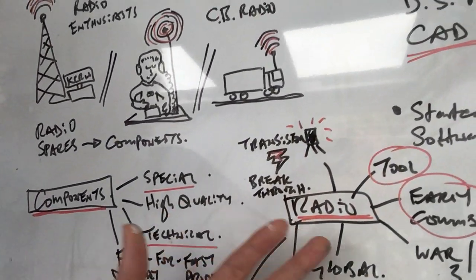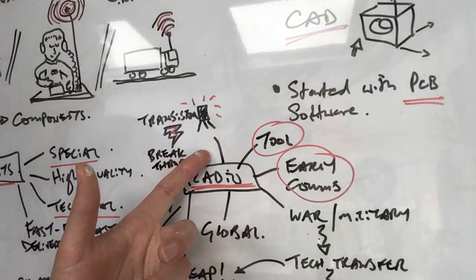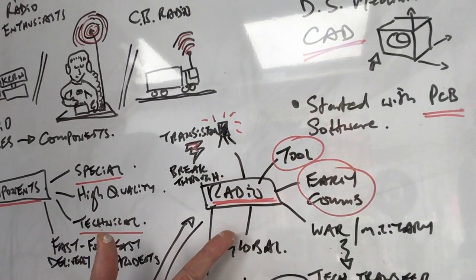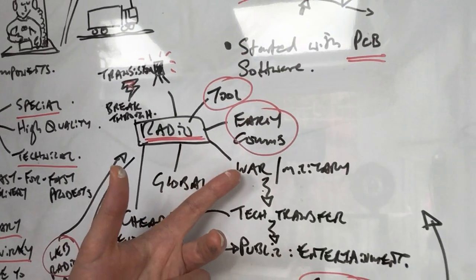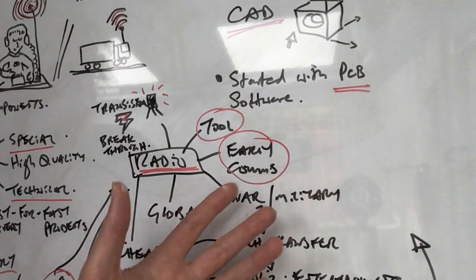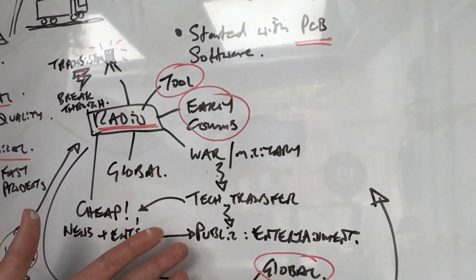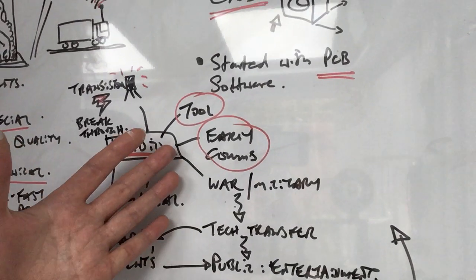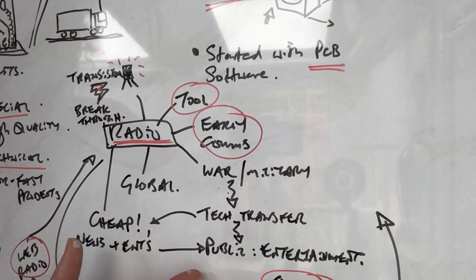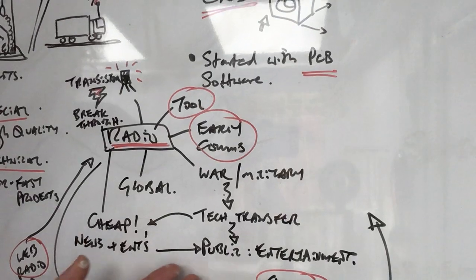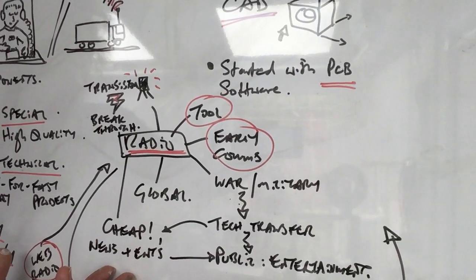So I was thinking about the transistor as an interesting component that obviously enabled the radio, not just as a tool in terms of early communications, with connections obviously to the necessity around things like war, but as with so much technology, it trickled down to the public in forms of entertainment as things get more affordable.